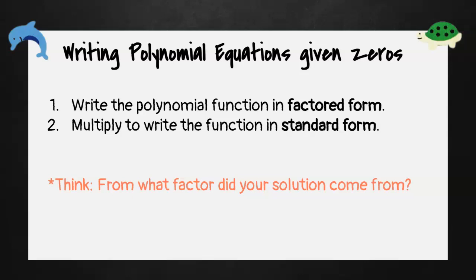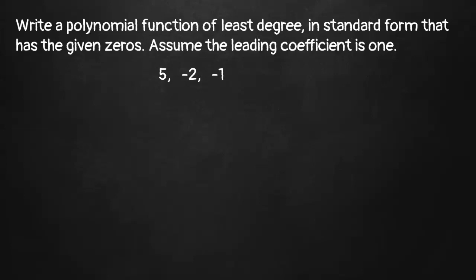The question that you always want to ask yourself is, from what factor did your solutions come from? As we go through these examples together, that question will become more clear to you. So we want to write a polynomial function of the least degree in standard form that has the given zeros. And you're going to assume that the leading coefficient is 1. When you are given zeros, these are the same thing as solutions. So you want to think, from what factor did those solutions or those zeros come from?